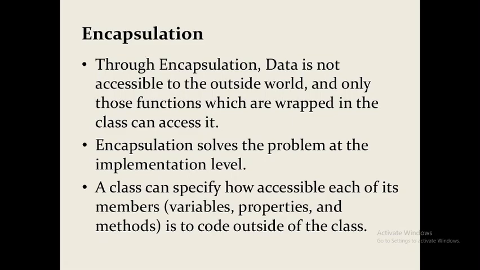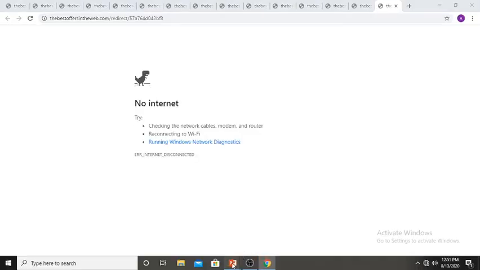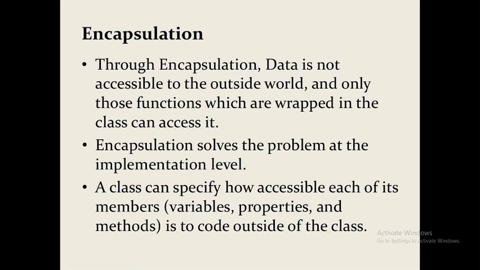So through encapsulation, data is not accessible to the outside world, but only those wrapped in the class can access it. If you are wrapping the member functions and the data members inside the class, the class under which they are defined is going to have access to that data. Encapsulation solves the problem at the implementation level, and a class can specify how accessible each of its members should be, by defining the access specifier.